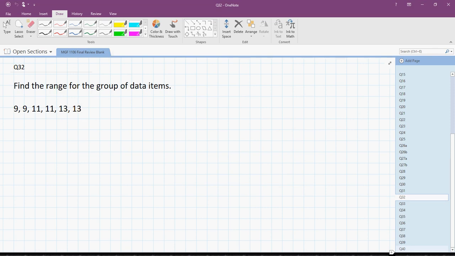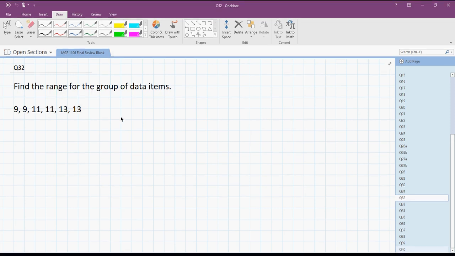All right, range. How do you find the range? Biggest plus smallest. Not plus. This is subtraction this time. So to find the range, it is the largest entry minus the smallest entry. So what is our largest number in here? 13. What is our smallest? 9. So you take 13 minus 9, and what do we get? 4. That's the range.